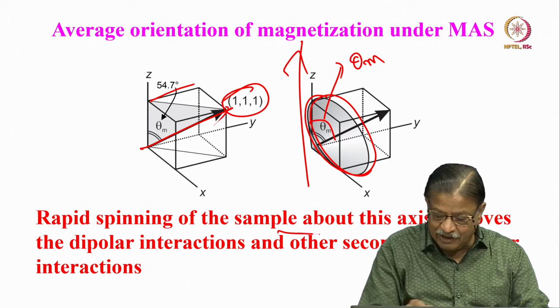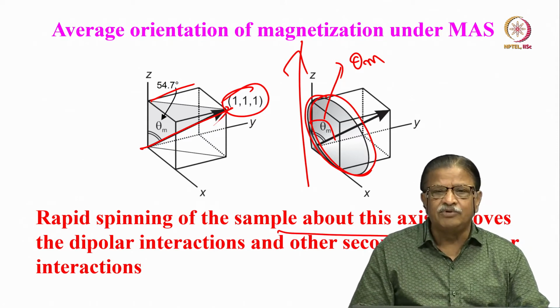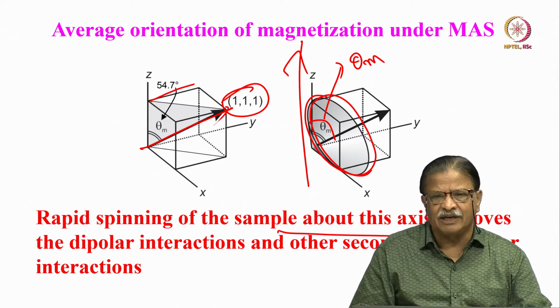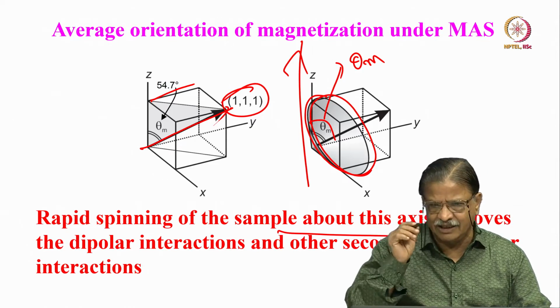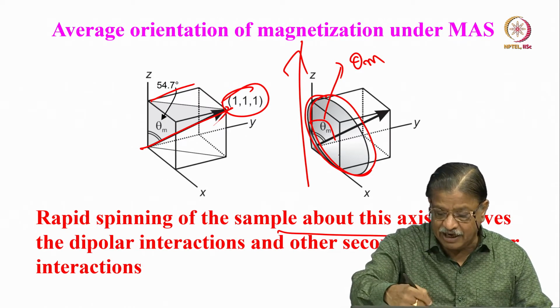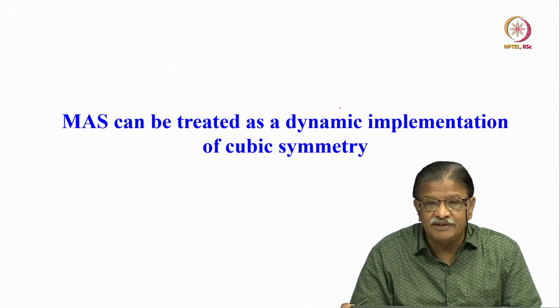The rapid spinning of the sample about this axis removes all dipole interaction and all second order interaction tensors, okay, when you are spinning at this angle. So what do you mean by this?